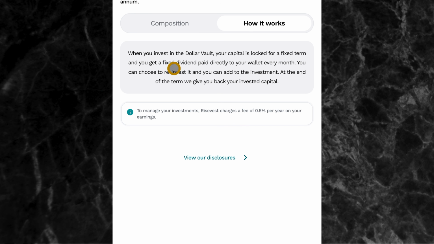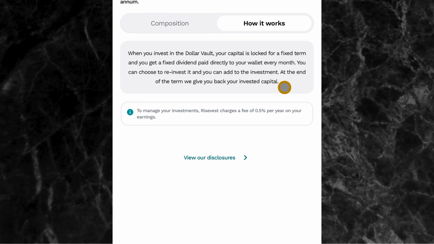So you can see it says when you invest in the dollar vault, your capital is locked for a fixed term and you get a fixed dividend paid directly to your wallet every month. You can choose to reinvest it and you can add to the investment. At the end of the term, we give you back your invested capital. So what does this mean? This means that once you invest your money into this dollar vault, they lock that money for you. Now, once they lock it, the returns from it, they'll be paying it to your wallet every month.